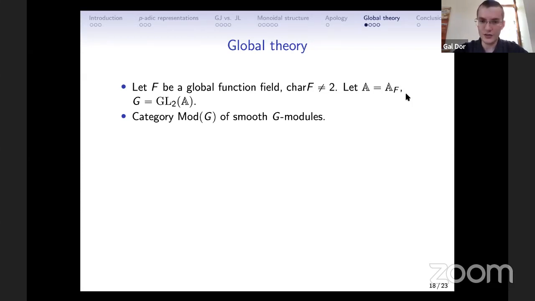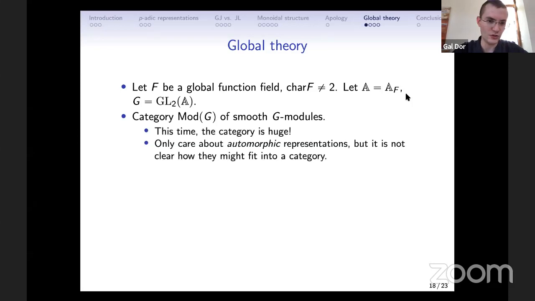Now we also have a category of smooth G modules called mod G. But unfortunately, unlike the local case, in the global case, the category of smooth G modules is huge. It has a lot of things which are utterly irrelevant to the theory of automorphic representations. Out of this huge category, there are only very few representations that are actually interesting, that are called automorphic representations.